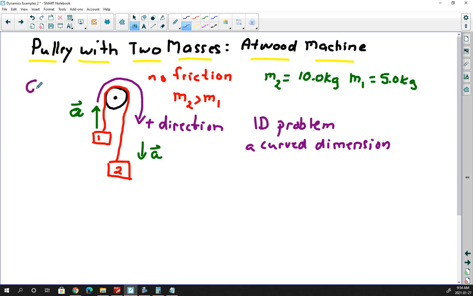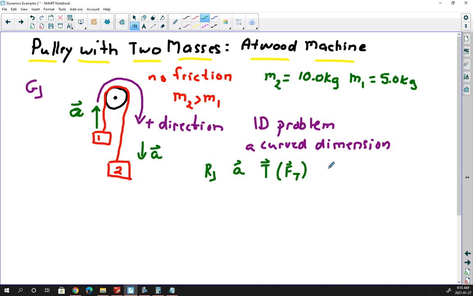So this could be what you would put down as a given if eventually you will solve a problem like that. Now, what do they usually ask in these Atwood machine problems? They usually ask you to calculate the acceleration. Now, this would be a positive direction for acceleration here. This would also be a positive direction for acceleration. We're having this curved one-dimensional motion to make the mathematics easier. It's convenient. So usually they ask you to calculate the acceleration, and then usually they ask you to calculate the tension or the force of tension in the string that connects these two masses.